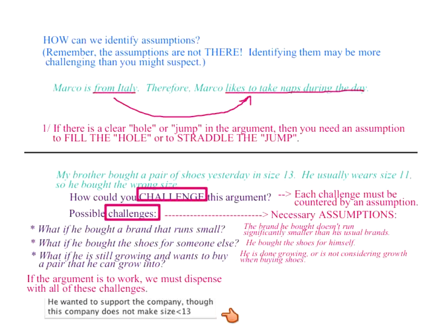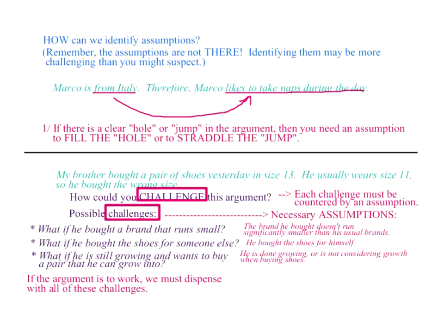Make sure you stay focused on the issue at hand. The issue is he bought the wrong size. Notice the difference. All of these things are actually reasons why the size would not be wrong. So, if the brand runs 2 sizes small, then a size 13 would be the right size. If he bought for someone else, size 13 could be the right size. If he's still growing, then size 13 might be the right size. If this is true, it's still the wrong size, so we don't care.